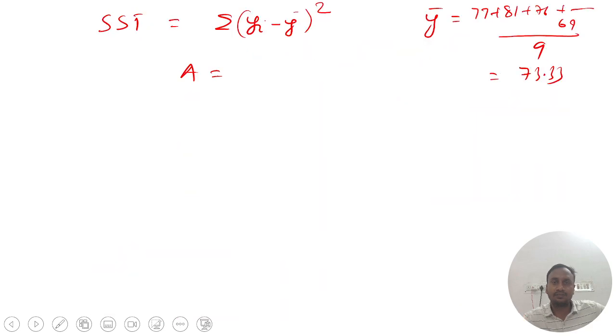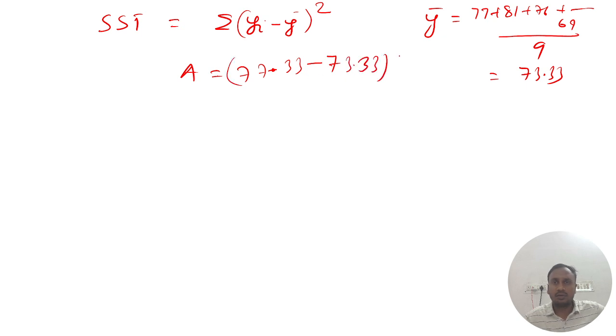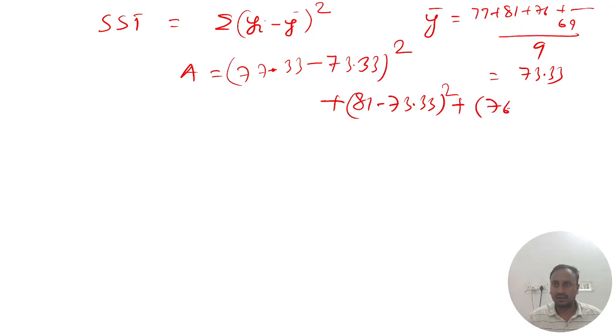So for A, how many do we have? 77 minus 73.3 whole square, plus another value, 81 minus 73.3 whole square, plus 76 minus 73.3 whole square. So that is for A.